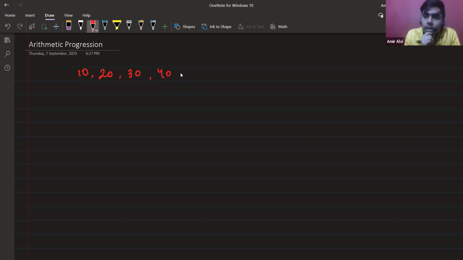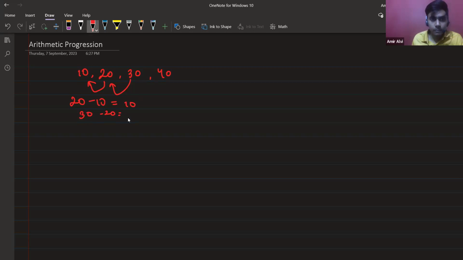First tell me, it's a kind of pattern or not? Yes, sir. So basically a pattern. Now tell me, if you subtract the first number from the second number, basically 20 minus 10, what are you going to get? 10. If you subtract 20 from 30, how much are you going to get? 10. Very good.